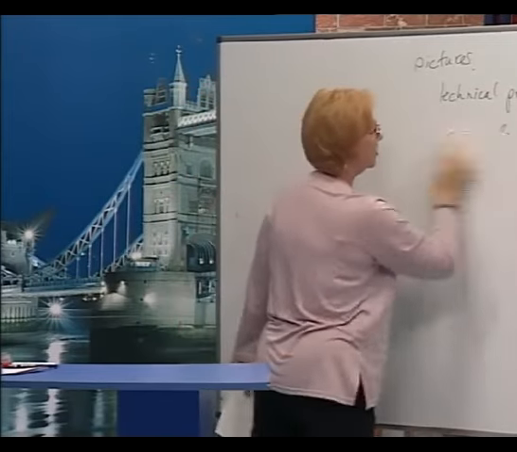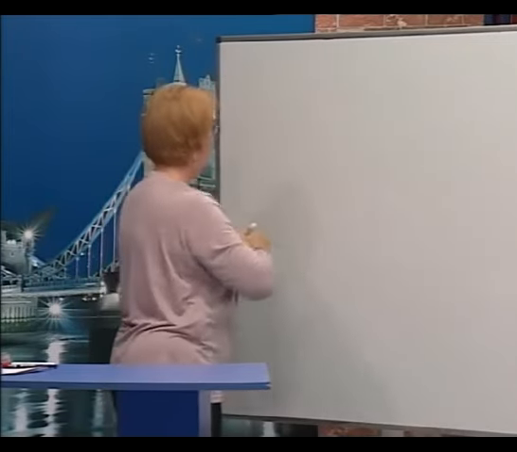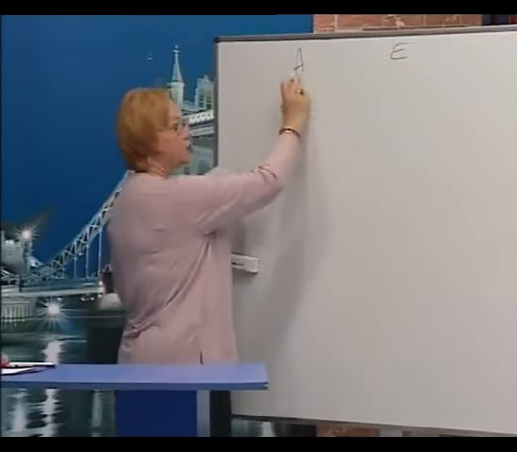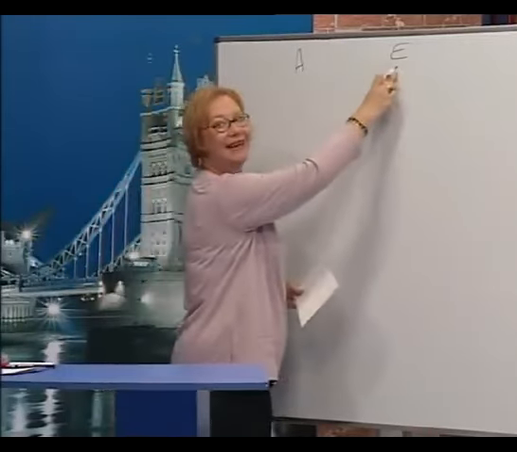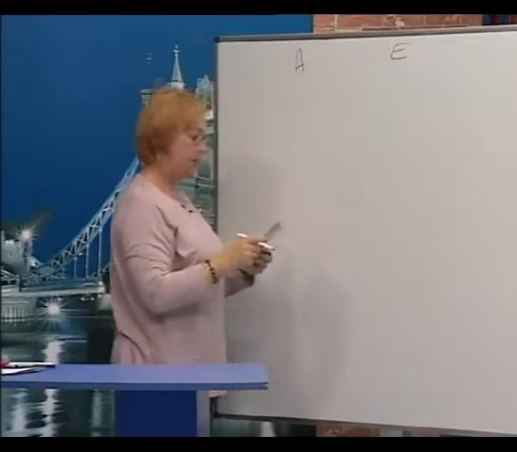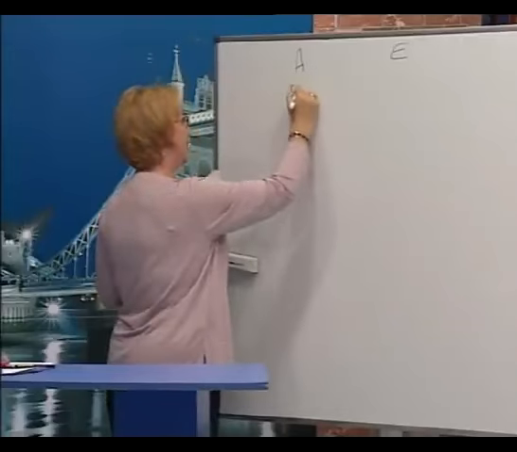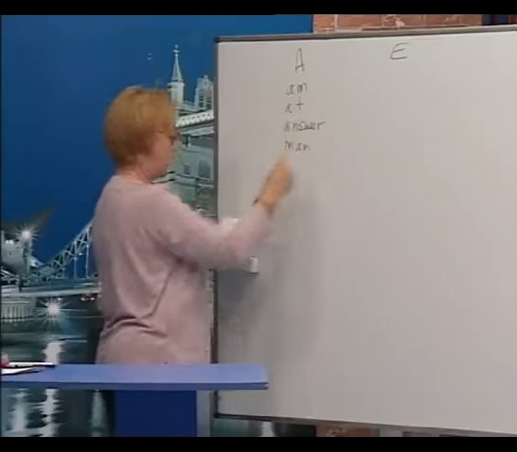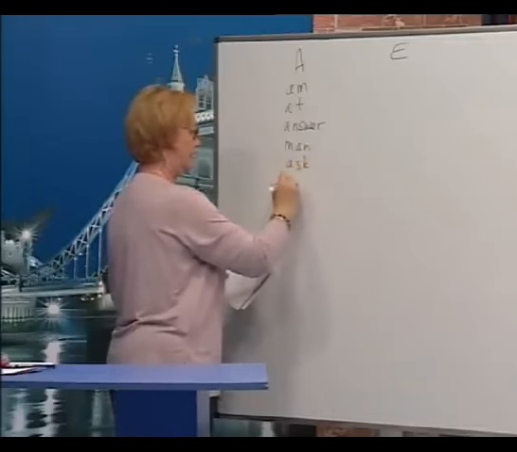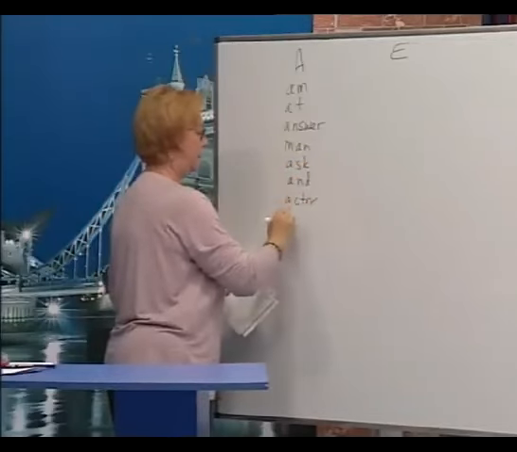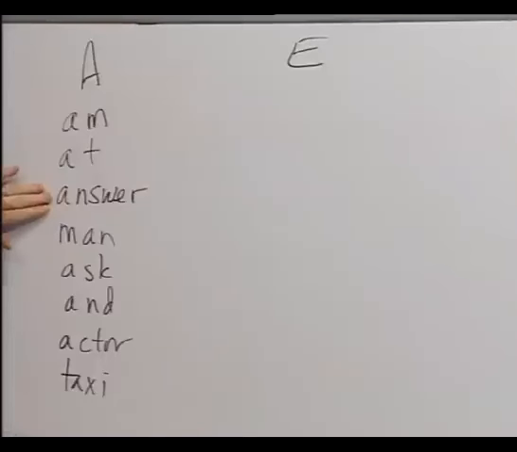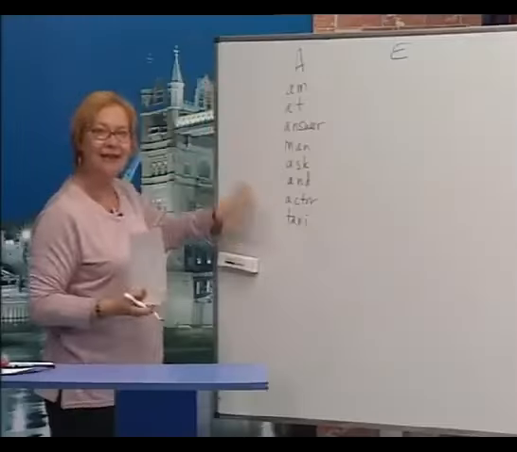Now, we're going to work with just two vowels, A and E, because they have different sounds. We'll talk about short A, and short E. All right. Now, here are some words with the A sound. Am, at, answer, man, ask, and actor, taxi. Okay, again, this is the A sound.